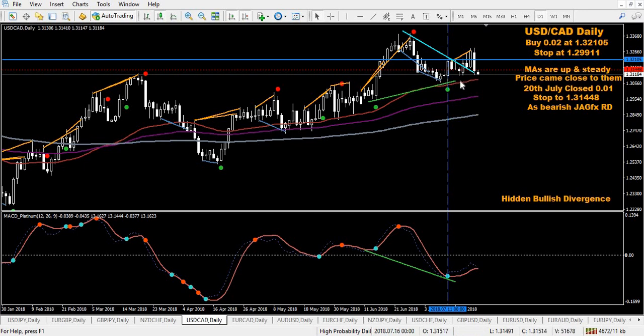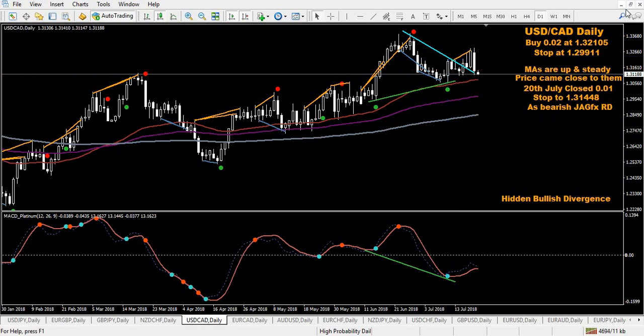I was in a buy here somewhere, went up, I closed half and the stop was down here, and I got stopped out on that big bearish candle on Friday. So I think it was about an overall small loss. I'm not sure exactly, but if it was a loss, it would have been only a small one. So that buy is no longer in play, stopped out on the USD Canadian dollar.